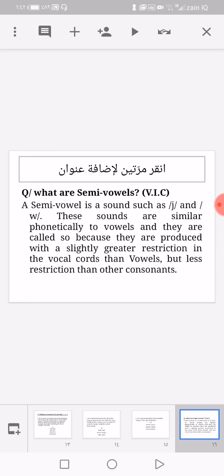Finally we have semi vowels. This is one of the most important questions: what are semi vowels? A semi vowel is a sound such as y and w. These sounds are similar phonetically to vowels, and they are called so because they are produced with a slightly greater restriction in the vocal cords than vowels but less restriction than other consonants.